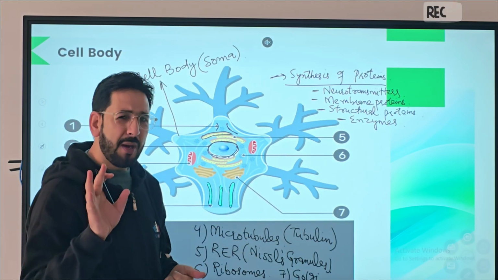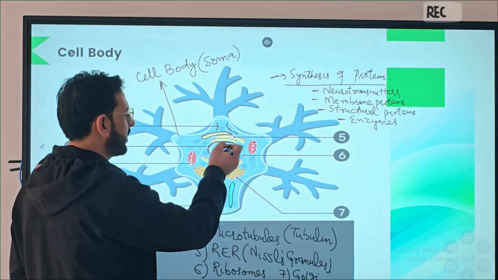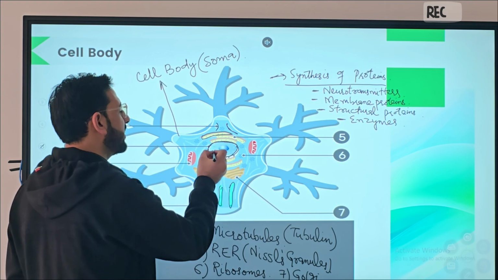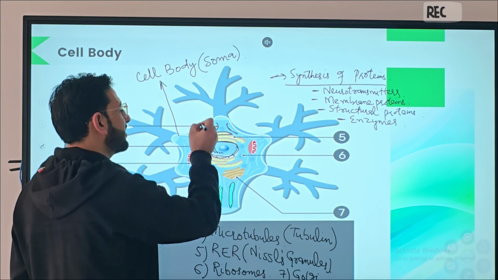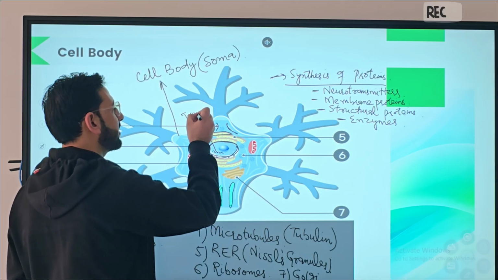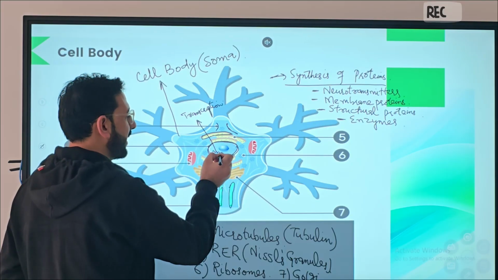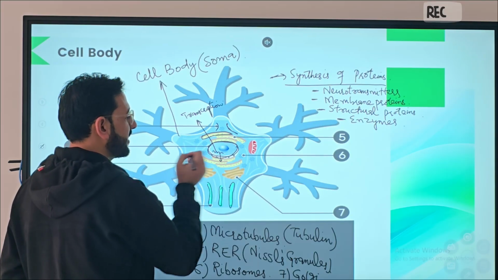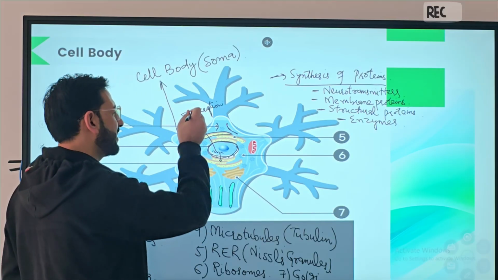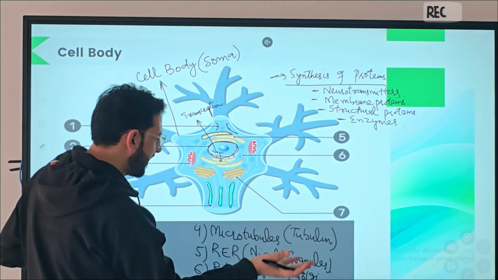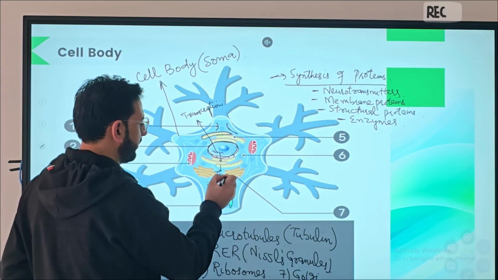Now you might all be aware of the process of protein synthesis. For example, inside the nucleus, from DNA we form mRNA, and that process is called transcription. Then this mRNA will go out of the nucleus, to the ribosomes or the rough endoplasmic reticulum. Then this mRNA will be translated into a protein, and that process is called translation.